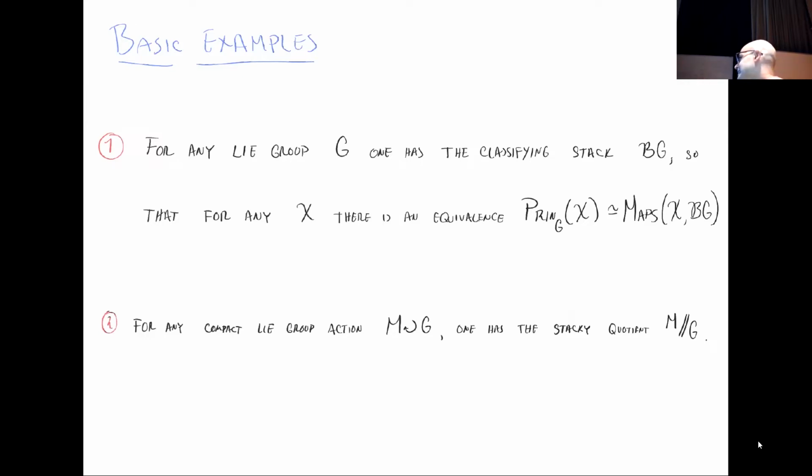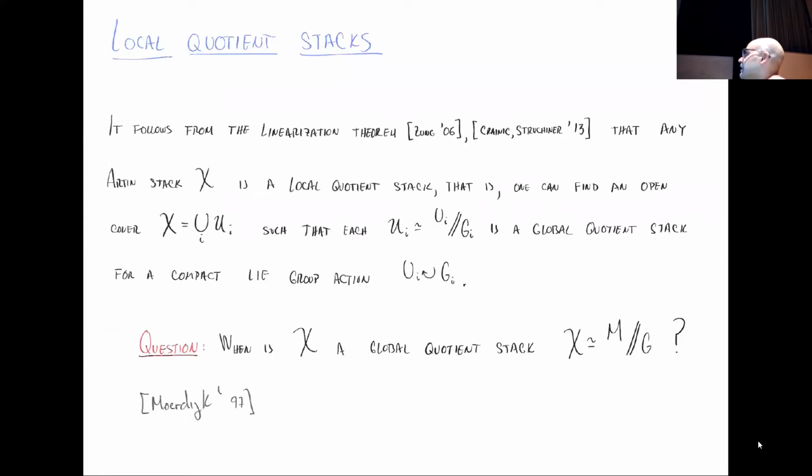So this is one extreme case, and on the other hand, we can also consider classifying stacks. In this case, the classifying stack of a group has just one point, but this point is full of symmetry. The symmetry group of this point is precisely the group G. So we have these two extreme situations, and in the middle, there are some intermediate situations, just like in the case of global quotient stacks, like the one in the second example. In fact, it turns out that a general Artin differentiable stack can be constructed out of these global quotients.